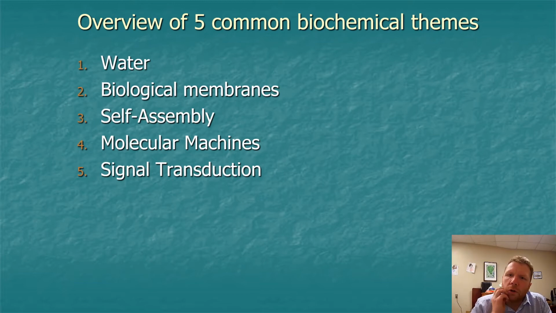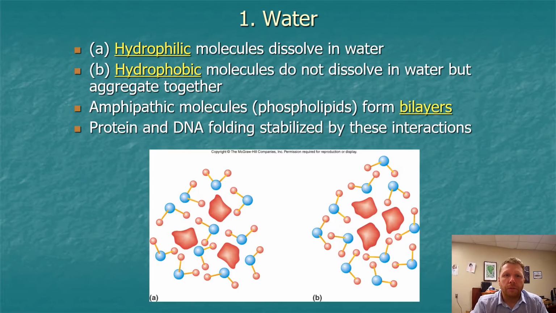Now, there are a total of 5 major important themes regarding cells. First, water. We're going to be discussing the role of water and what water does. Cells have biological membranes. They engage in self-assembly. They are molecular machines, and they are involved in signal transduction cascades.